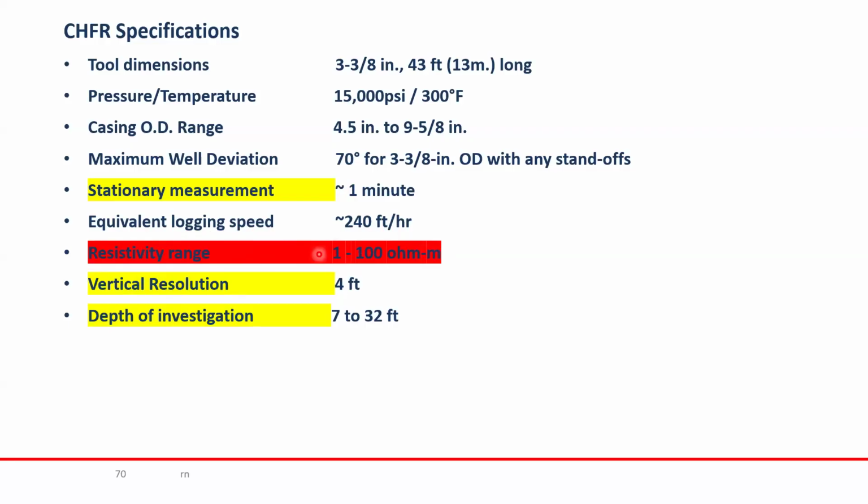The resistivity range is from 1 to 100 ohm. If any resistivity is below 1 ohm, it will not see it. So if you have depletion and you have saline water and the formation resistivity is very low, it cannot be seen. The vertical resolution is 4 feet. The depth of investigation is 7 to 32 feet. This is an advantage because the RST is only 8 inches within the formation.